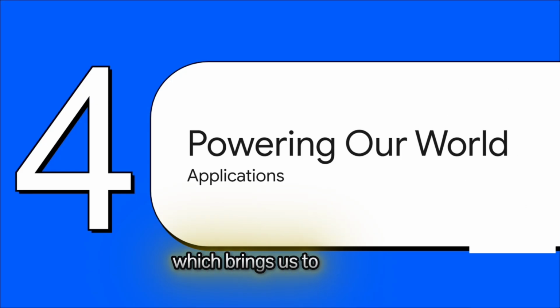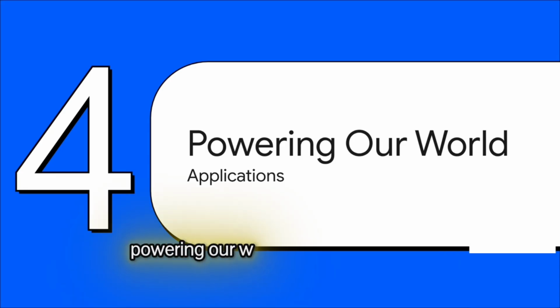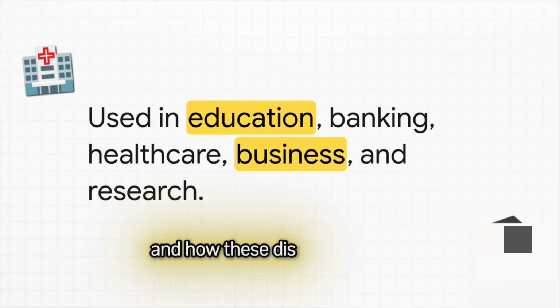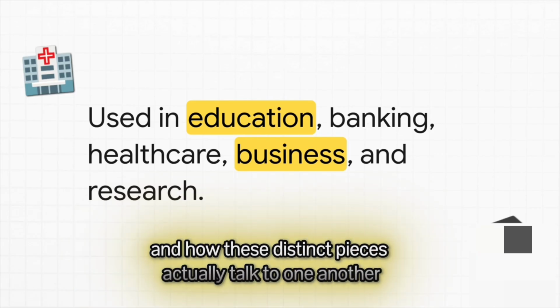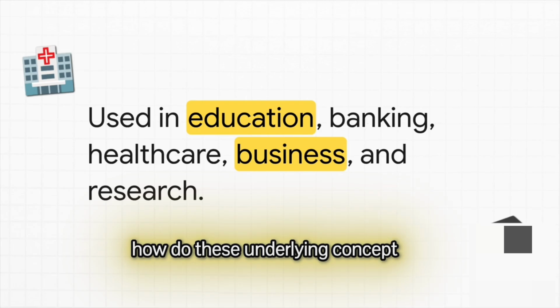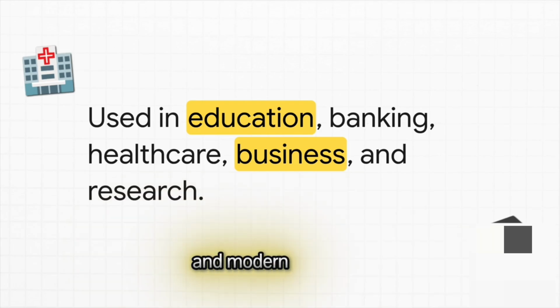Which brings us to part 4, powering our world. Now that we've mapped out the internal hardware and how these distinct pieces actually talk to one another, it's time to zoom back out to the macro level. How do these underlying concepts apply directly to you and modern society?